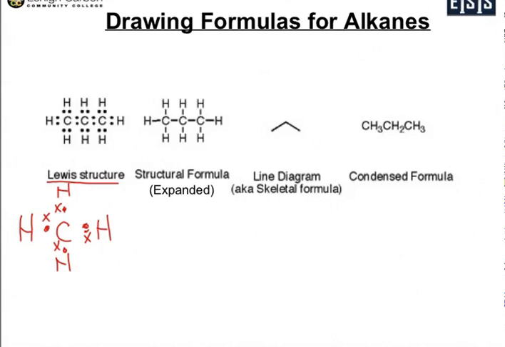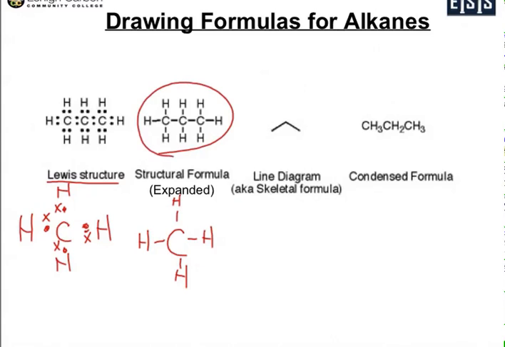Now, you can replace those dots with a bond, which is just a straight line. And then that's called a structural formula or an expanded formula. Wherever you have your bonds, you show a straight line. And so here for propane, you see the hydrogens around the carbons, and you show the lines. The lines are either carbon-hydrogen bonds or they're carbon-carbon bonds in there. So that's a structural formula or an expanded formula.